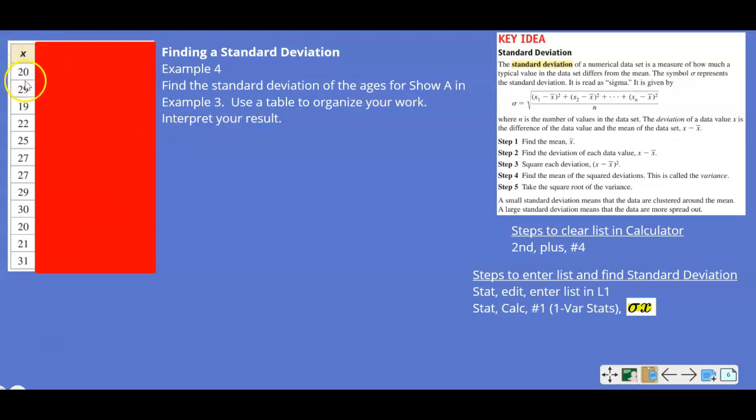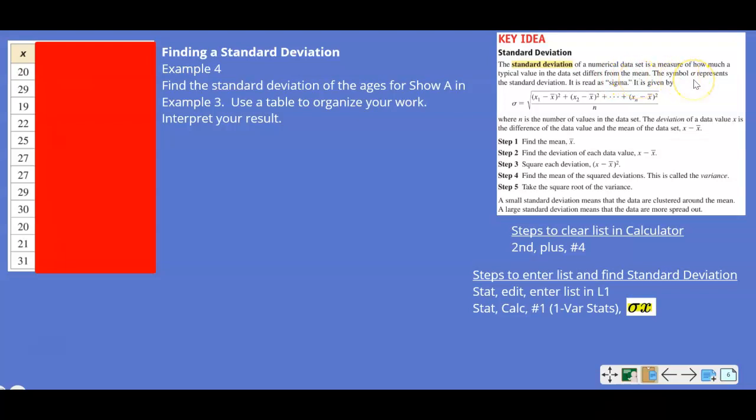All right, so here is show A. These are the ages from show A. I went ahead and put those on here. And to use the standard deviation, the textbook is telling us to use this formula here. The standard deviation of a numerical data set is a measure of how much a typical value in the data set differs from the mean.